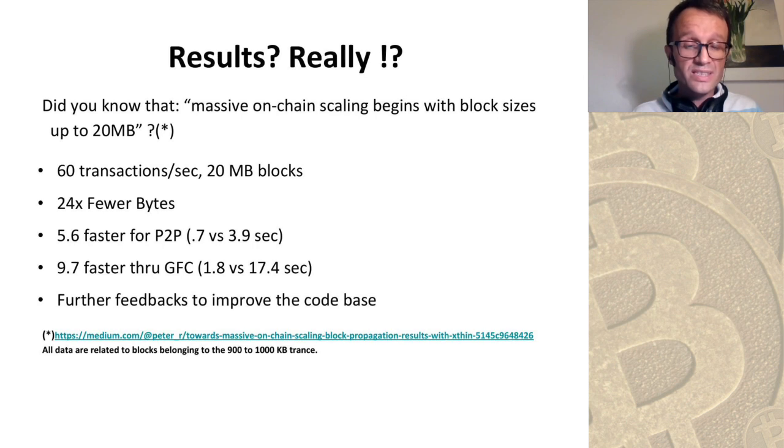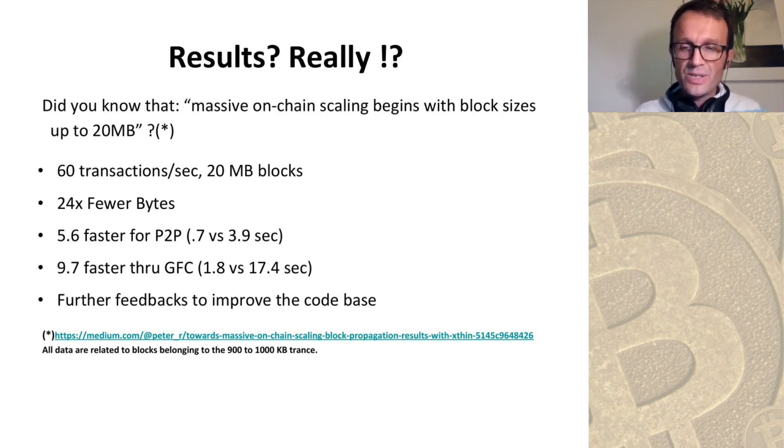rate of 60 transactions per second. That means 20 megabyte blocks. So that means that we could increase the velocity, the speed of the Bitcoin P2P network, by more than an order of magnitude.